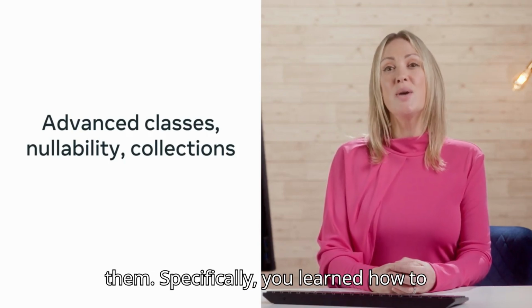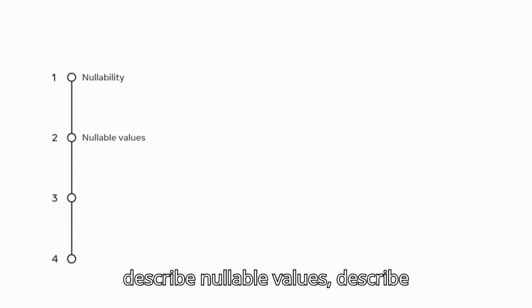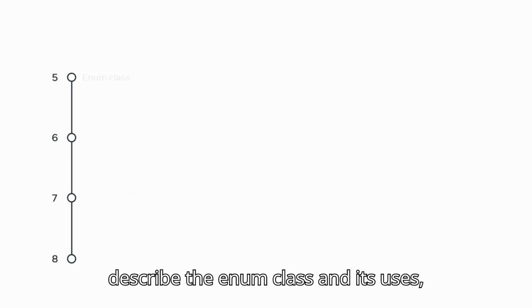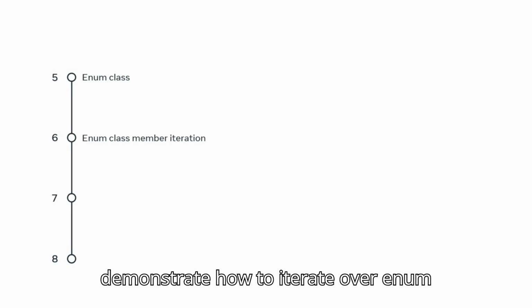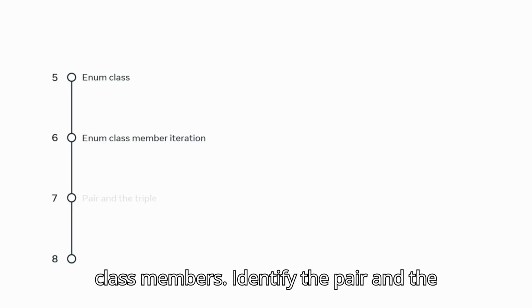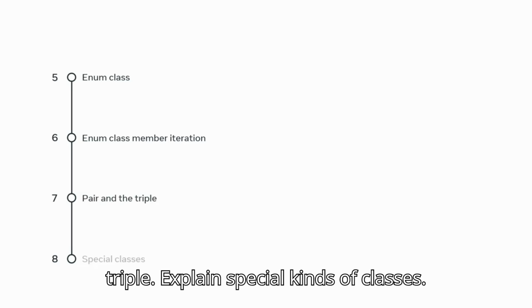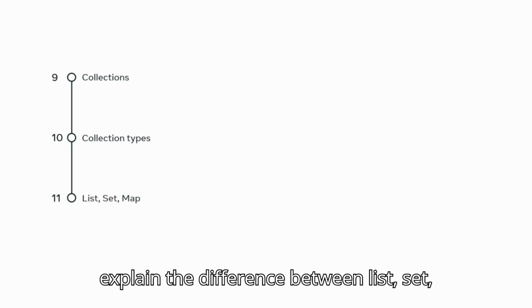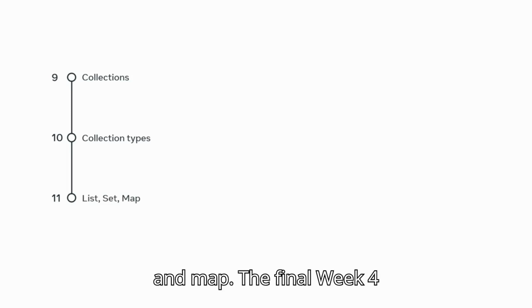Specifically, you learned how to demonstrate the handling of nullability, describe nullable values, describe annotations, explore exceptions, describe the enum class and its uses, demonstrate how to iterate over enum class members, identify the pair and the triple, explain special kinds of classes, describe the use of collections in programming, identify which collection type to use in any given situation, and explain the difference between list, set, and map.